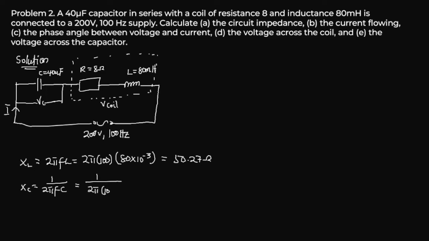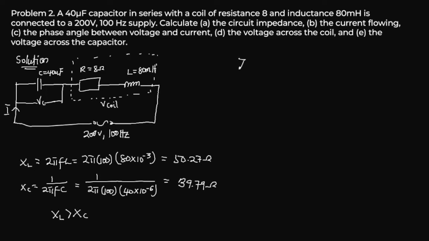F is frequency, which is 100. And then the capacitance of the capacitor over here is 40 times 10 raised to the power negative 6. Right, if we compute everything over here into the calculator, we are going to get 39.79 ohms. So which means our XL is greater than XC.